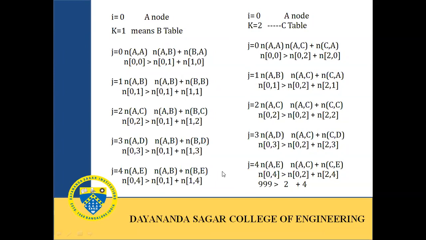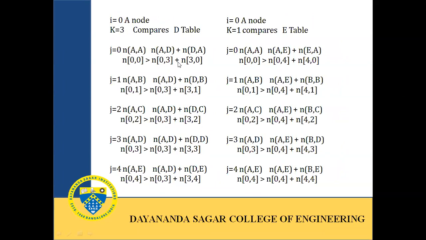Similarly, all this loop calculation happens. So K is equal to 2 here. When K is equal to 3, the D table is compared. What is the shortest path? And when K is equal to 4, the E table is compared. Not much changes. Once it becomes the E table, we have reached the last loop of K.